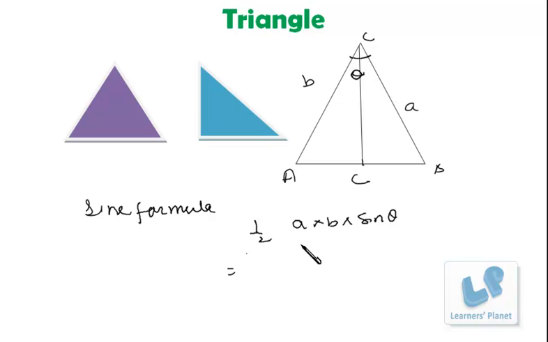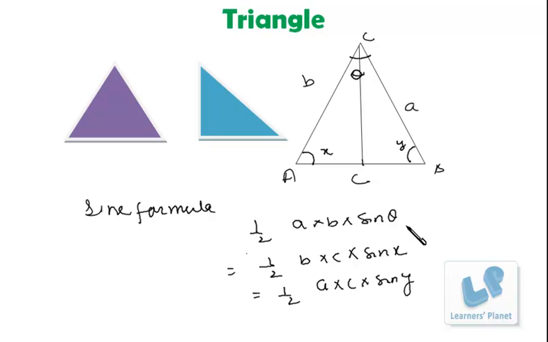Similarly, if this angle is maybe x and this angle is maybe y, the area of this triangle can be calculated as half b into c into sine x, that is the product of the sides into the sine of the angle between these two sides. Similarly, it is half a into c into sine y. So any of the formulas we can use depends upon the data given.